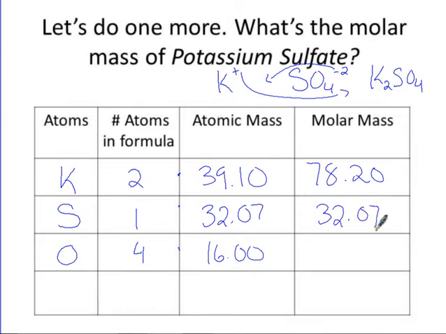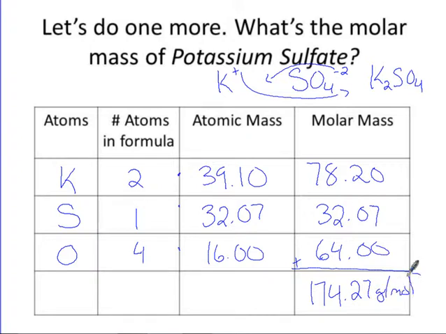4 times 16 gives me 64. Add them up, 3 to the bottom, and I end up with 174.27 grams per mole. And that is my molar mass of potassium sulfate.